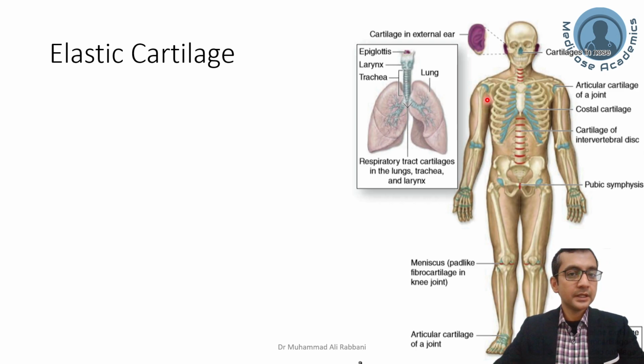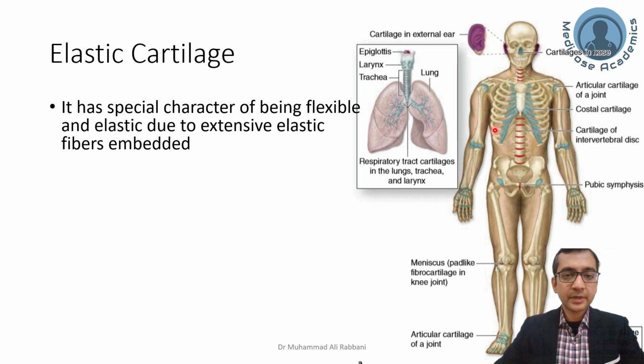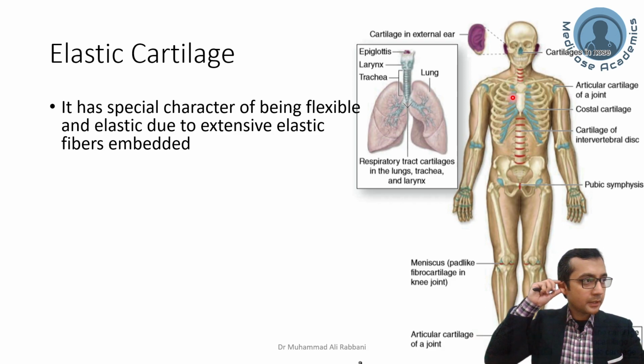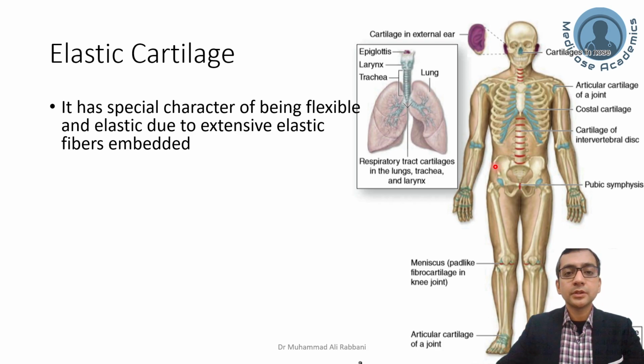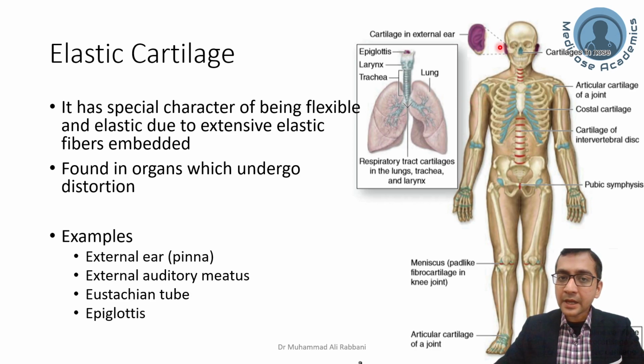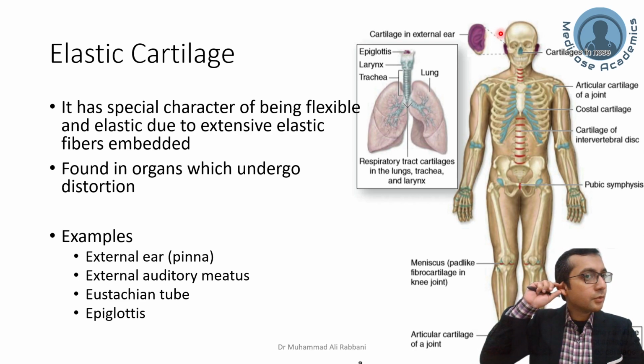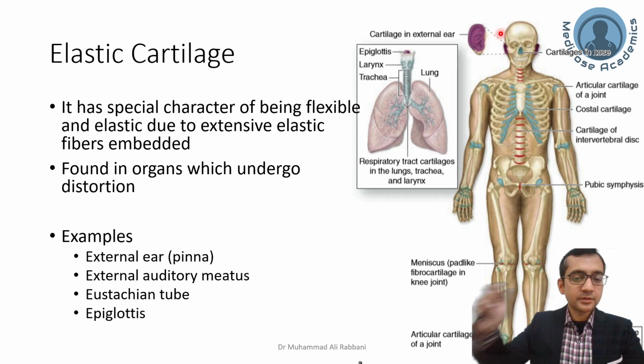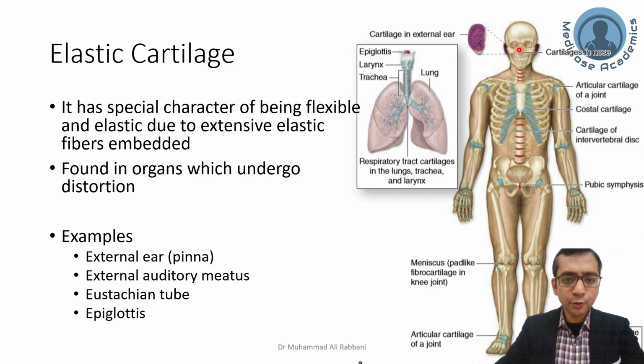And last but not least, there is elastic cartilage. By its name, it has the characteristic of being flexible. If you distort it, it jumps back to its normal position. That is its major feature, and it is usually present in organs that undergo distortion very frequently. The external ear is a very good example. You can do a lot of distorting to this and it will jump back to its position. The eustachian tube, epiglottis, and a lot of cartilages in the lower respiratory tract are also of this nature.